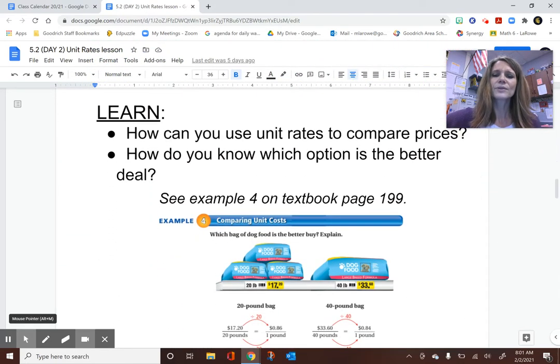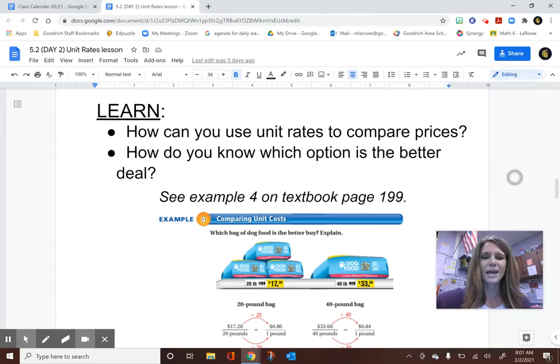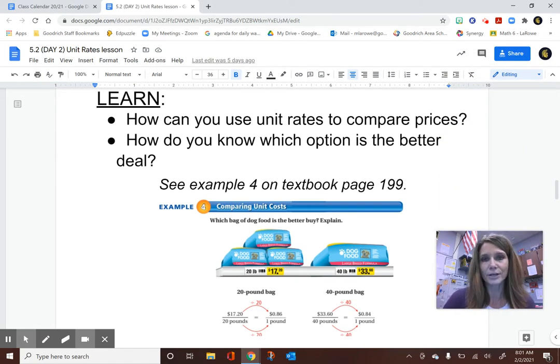So how exactly can we use unit rates to compare prices? And how do we know which one is the better deal or the better purchase? Take a peek at example 4 on textbook page 199, where they're showing us a couple different bags of dog food. Notice that the dog food is the same brand, but it has different sizes and different prices. We'll pause the video while you look to see how unit rates are used to compare.